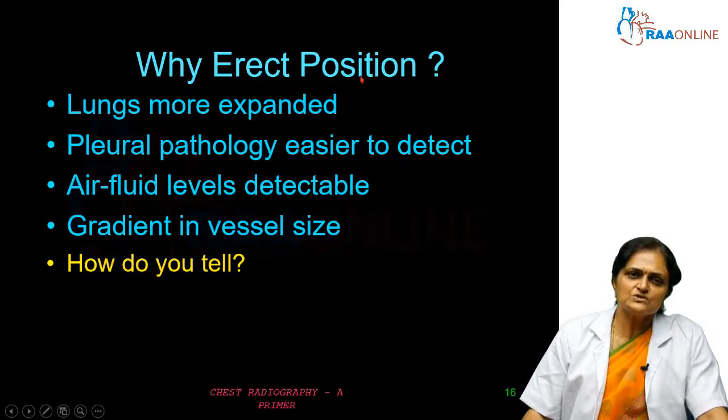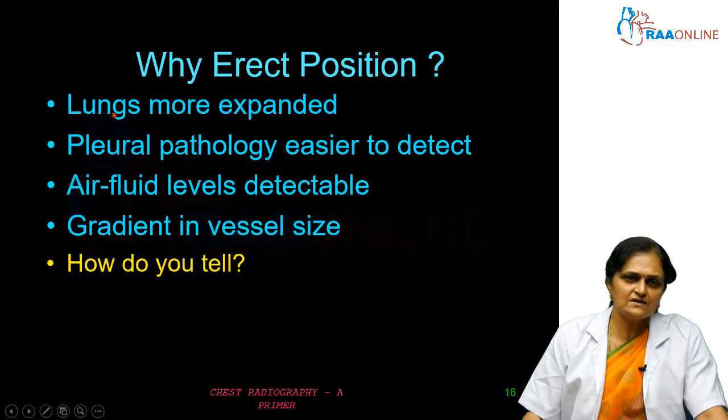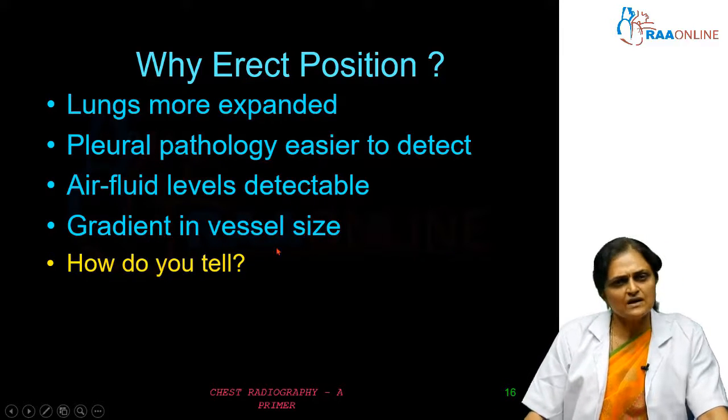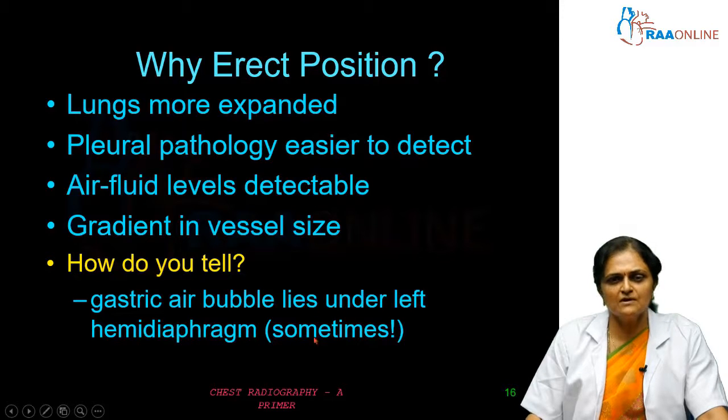So why is an erect position taken while the X-ray is taken? Lungs are more expanded. Pleural pathology is easier to detect. Air fluid levels are detectable. There is a gradient in the vessel size, as we had already seen. But how do we know that it is an erect position? By looking at the fundal air gas shadow.